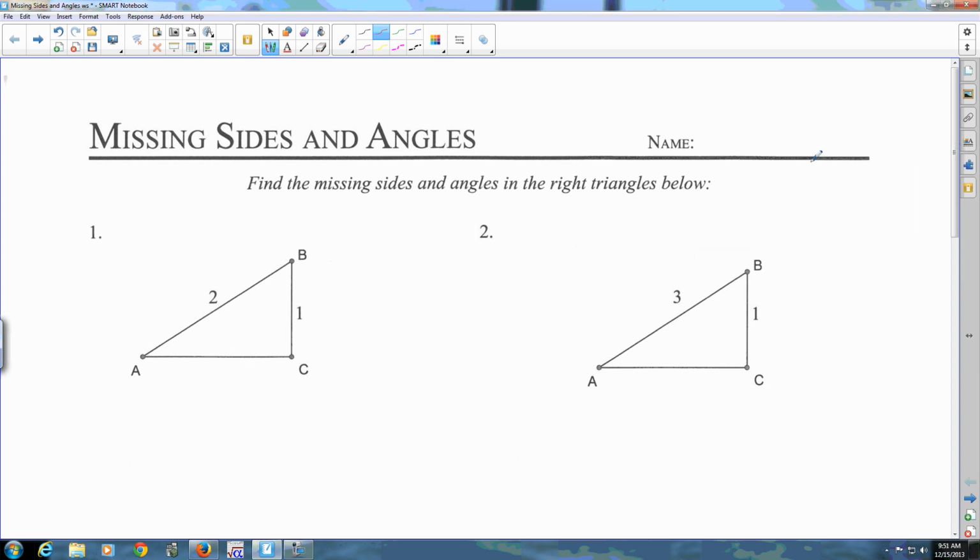Hello, everyone. In this section, you have three sides and three angles in a triangle. So there are 6 pieces of information, 3 angles and 3 sides. You're always going to be given half the information. In this case, you're given 2 sides and 1 angle.